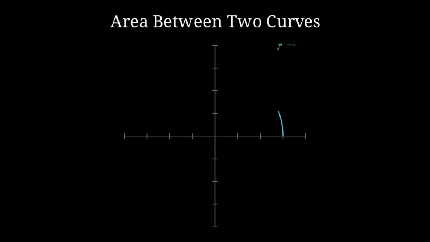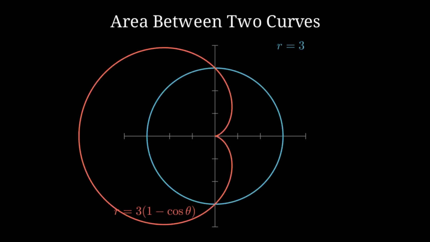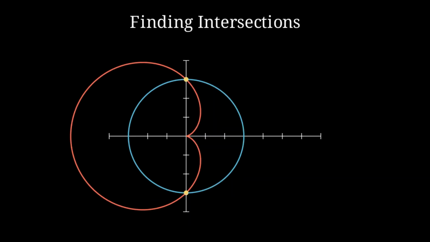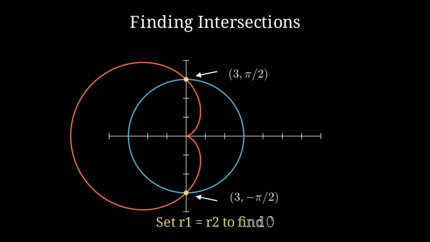What if we need the area between 2 polar curves? Similar to Cartesian area between curves, we subtract the inner area from the outer area. The formula becomes 1/2 the integral of the outer radius squared minus the inner radius squared. The most critical step here is finding the intersection points. By setting the two equations equal to each other, we solve for theta to determine our limits of integration for the shared or excluded regions.